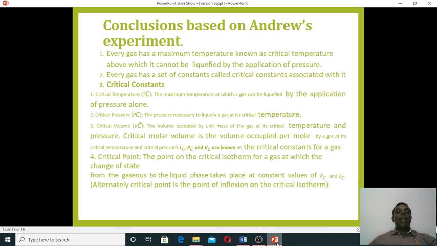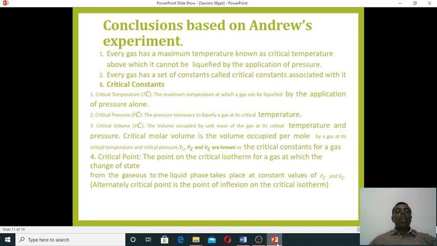What is critical temperature? The maximum temperature at which a gas can be liquefied by applying pressure alone. Critical pressure means the pressure necessary to liquefy the gas at critical temperature. Critical volume means the volume occupied by unit mass of a gas at its critical temperature and critical pressure.